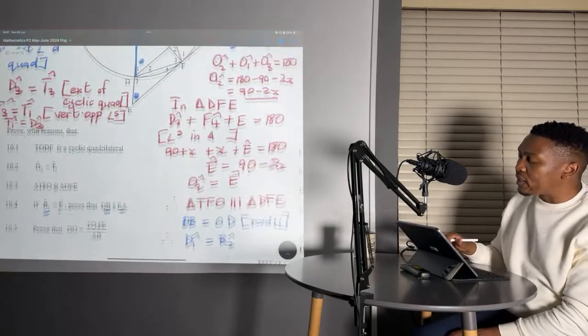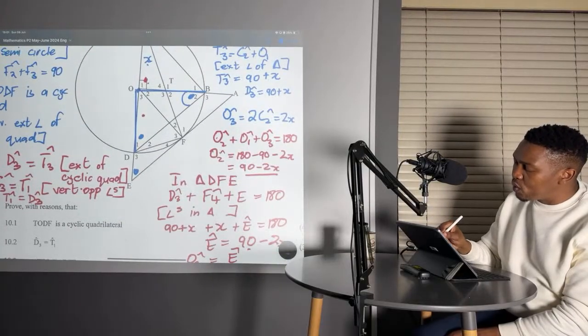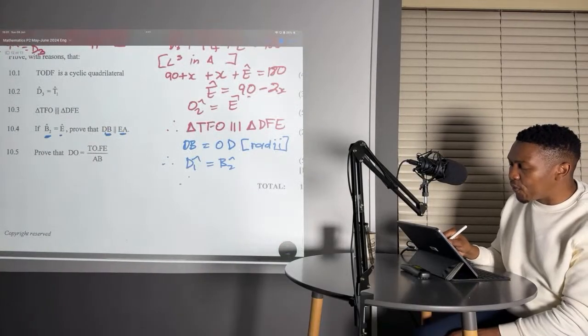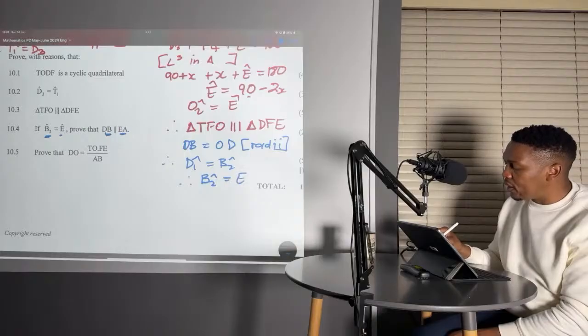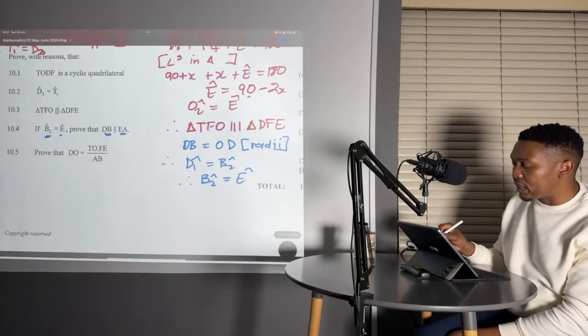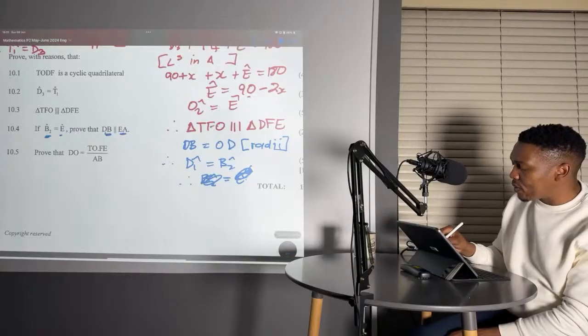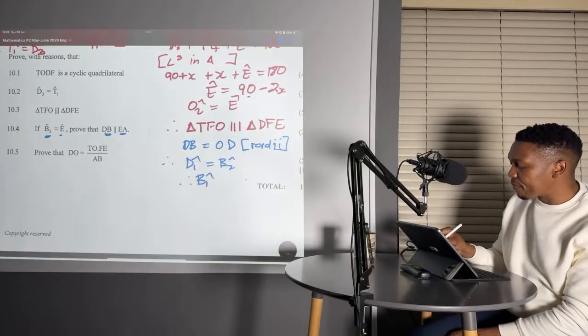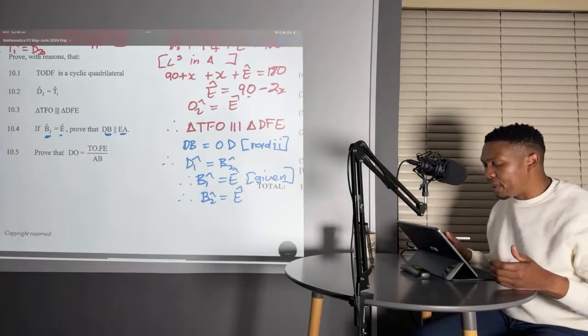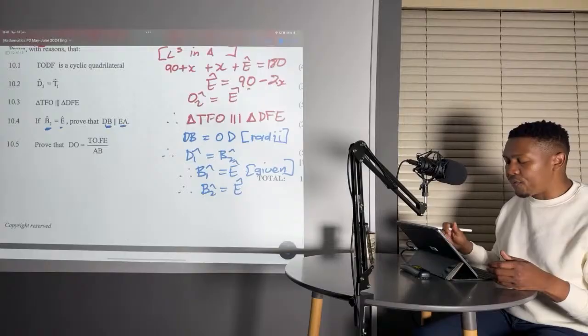We know that D1 is equal to B2. These two are equal. But they told me just now that D1 is also equal to E. So therefore, it means that B2 must be equal to angle E. In fact, I should have written there that B1 is equal to E. That's given. So B1 is equal to E. And so therefore, it means that B2 is equal to E. Why? Because both of them are actually equal to B1. So therefore, those are equal.